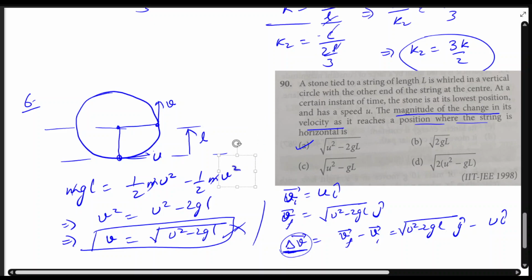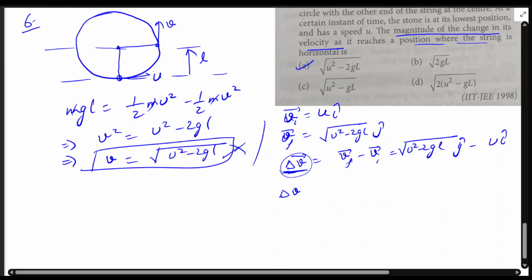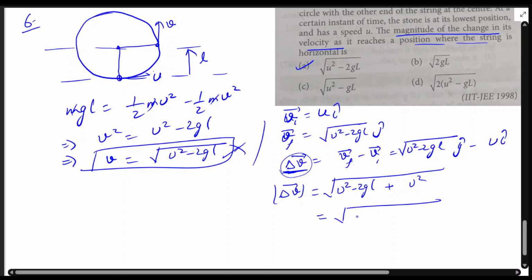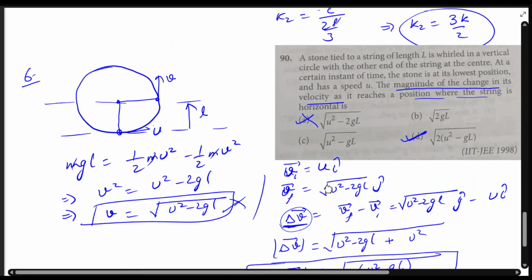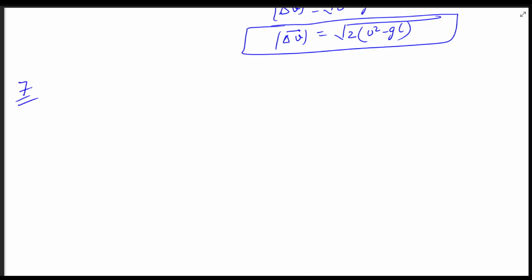Okay, so be careful while solving these type of questions. They can mess with your mind. So it will be under root of the square of this. So it will be u square minus 2gL plus u square. So it will be, sorry, 2u square minus 2gL. Yes. So the earlier one is not the answer. This will be the answer. Be careful while solving these type of questions. They're easy but tricky, right? Next, let's move on to the seventh question.